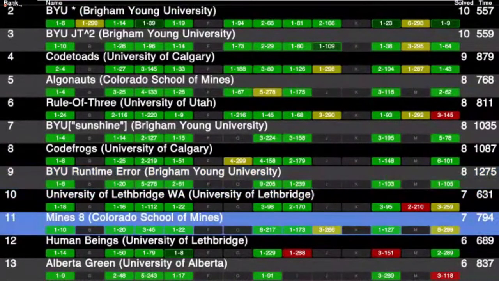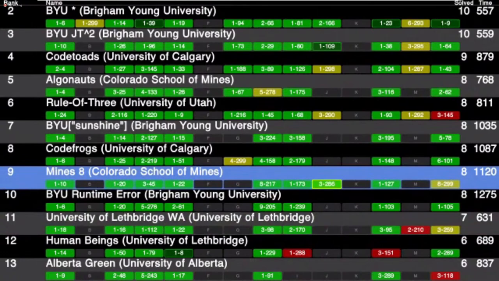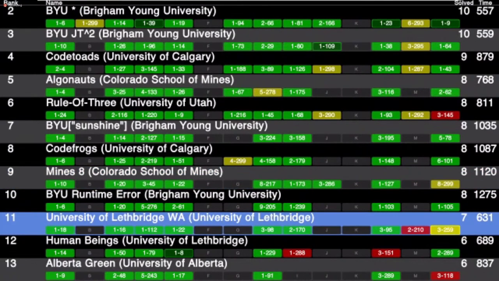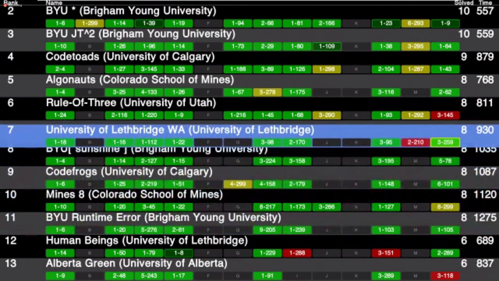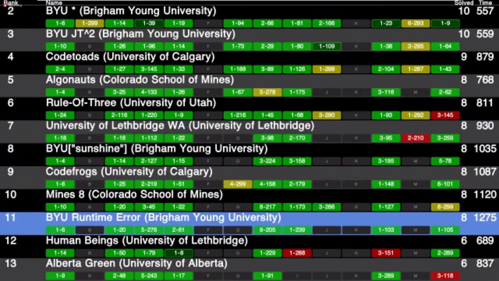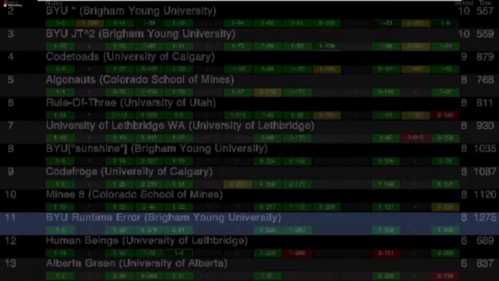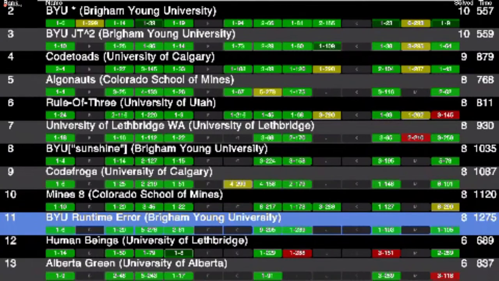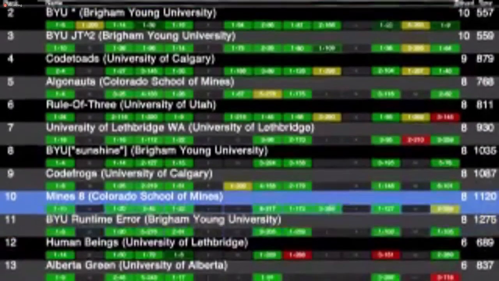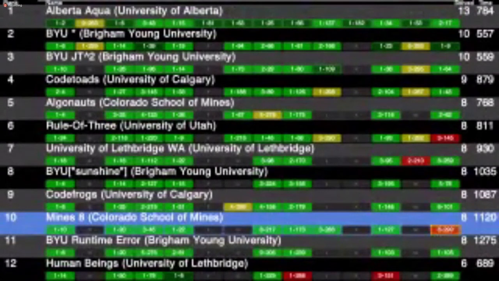Very nice. And wrong answer, did not live up to its name. There we go. And bronze medal winner, runtime error. 8 problems. We're already around the top 10. We're still already solving 8 problems. That's quite the volume. It's a lot of code that people produced this year. Very nice.